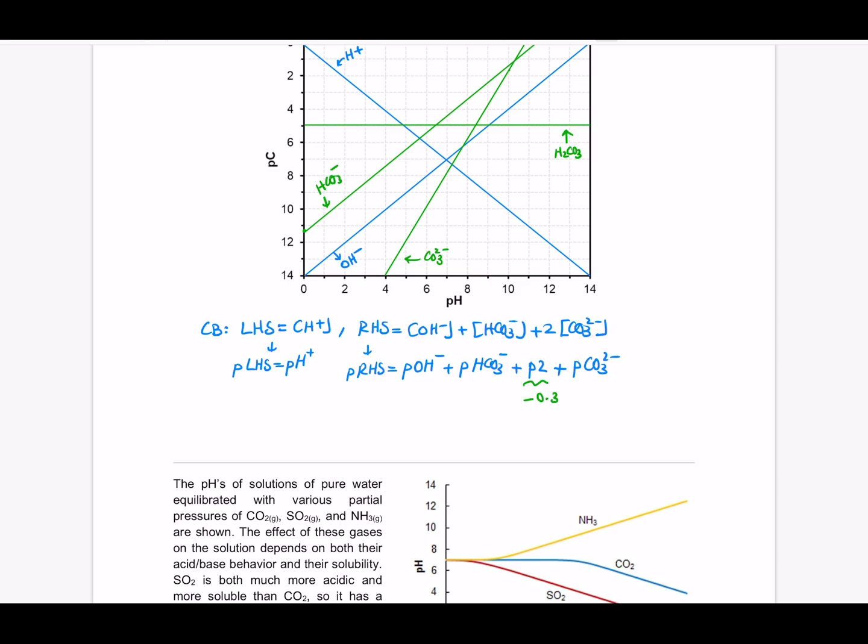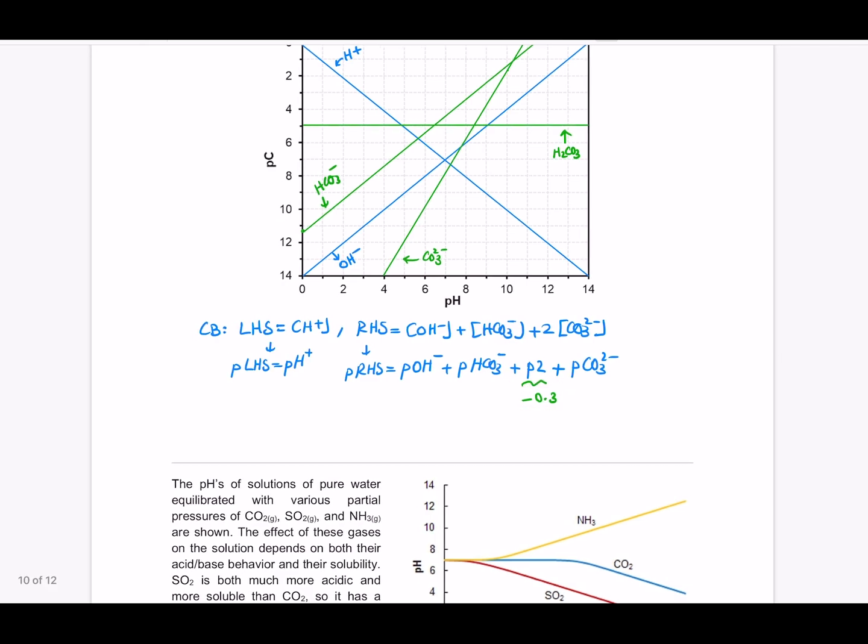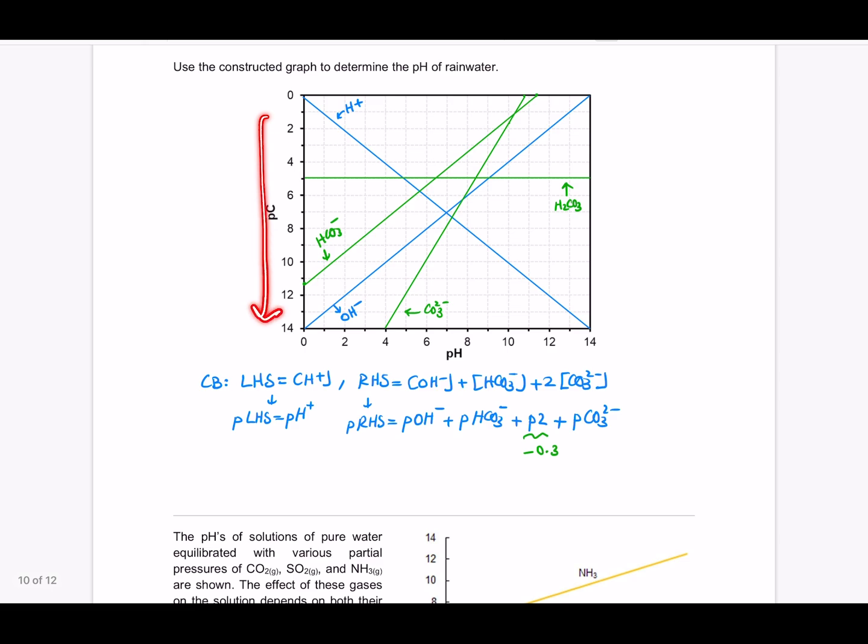So from the combination of the line point of view, you need to combine the OH line, HCO3 line, and CO3 2- line, then subtract 0.3. Subtract, in this kind of representation on the y-axis, means going up, because this is reversed, going from 0 to 14. So we need to combine these three lines, and the combination shifts a little bit, that would be minus 0.3.